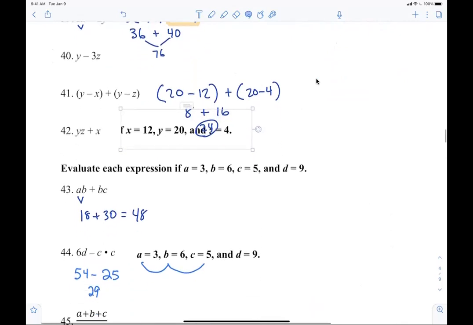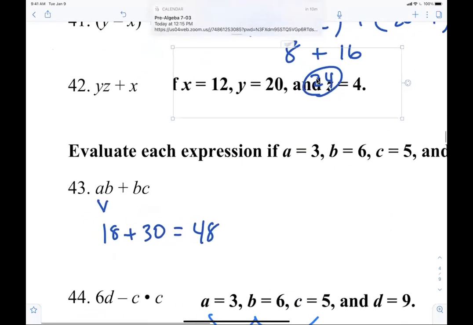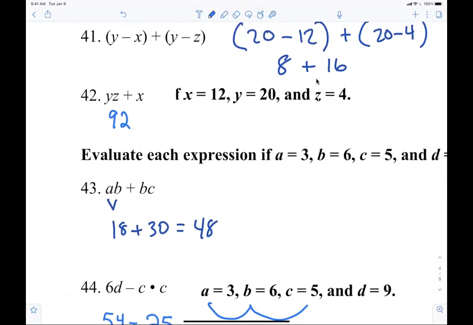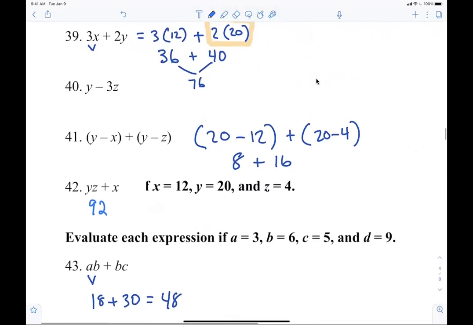All right, which brings me to Mackenzie. So y times z is 20 times 4, and that's 80. And then plus x, and x is 12, so 92. Anybody have a problem with that? That was excellent. Thank you. 92. I like that. All right.